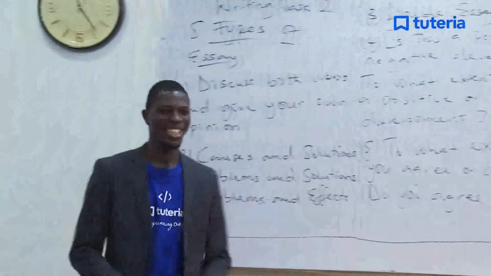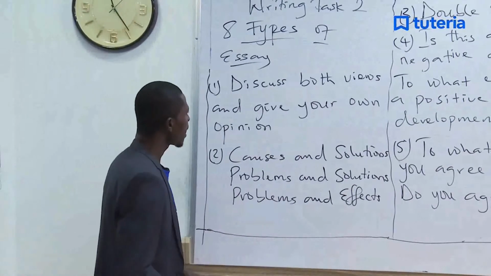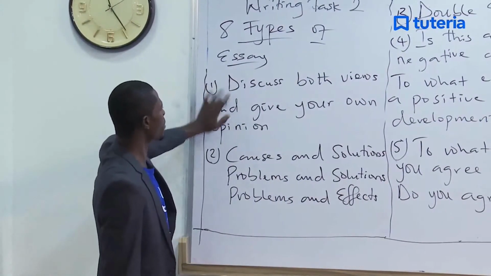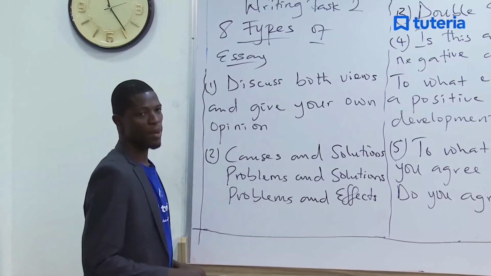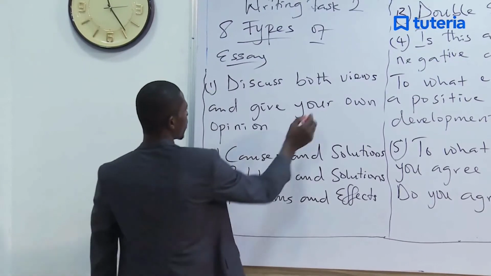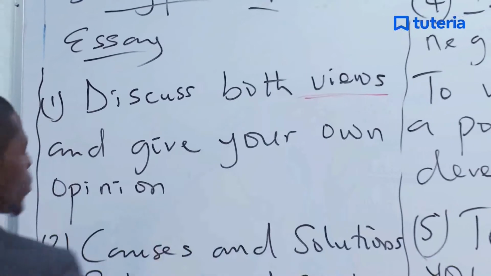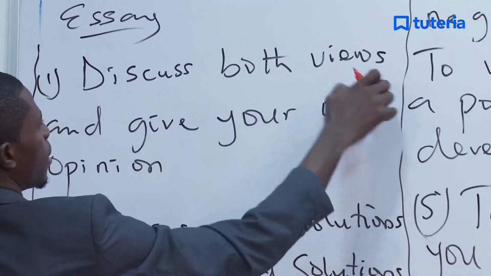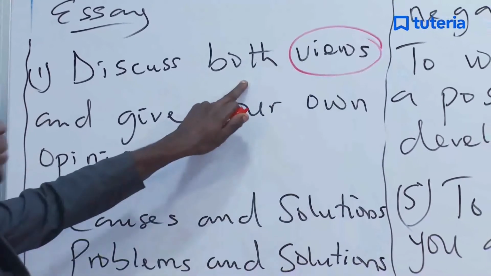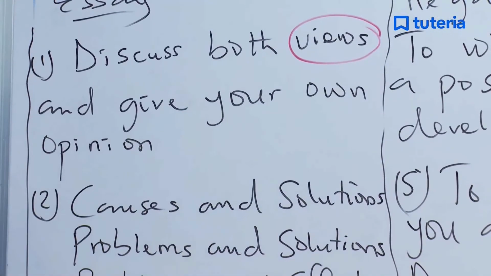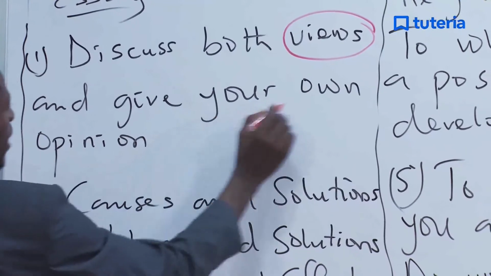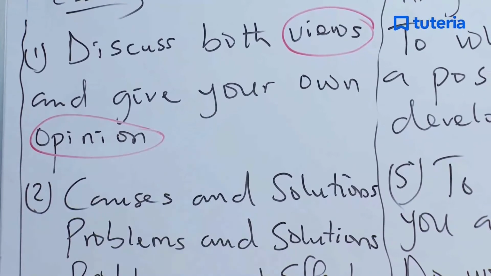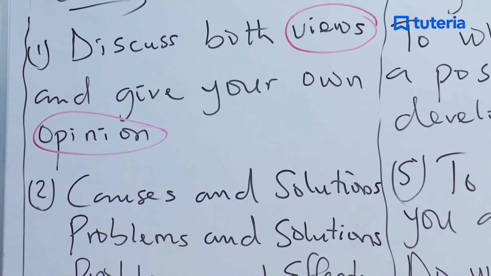One-way essay. Okay, so the first one says discuss both views and give your own opinion. Okay, we are doing 3 things. Number 1, we are discussing 2 views. Both means 2, right? 2 views. And we are doing what? We are giving our opinion. You get what I'm saying?